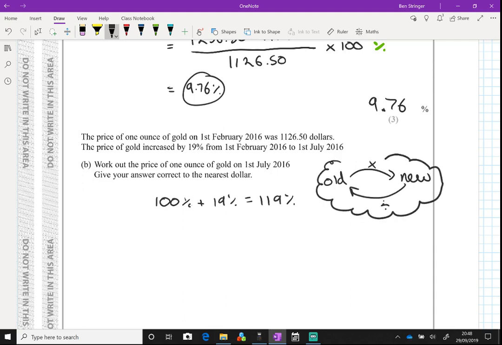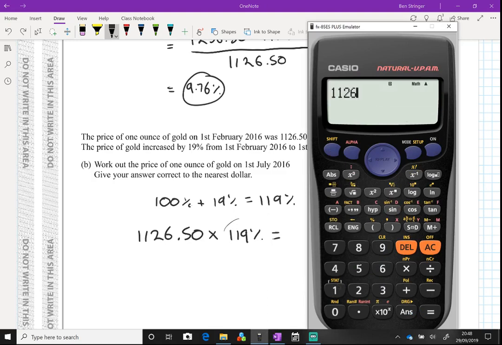Now it's just a case of writing that in. So our amount, which was 1126.50, multiplied by the multiplier. So this effectively is increasing it by 19%. 1126.5 times 119%. Some of you might turn this to 1.19, the decimal version, but remember the decimal and percentage are equivalent. You can multiply it by 119% or 1.19, up to you. 1340.535.